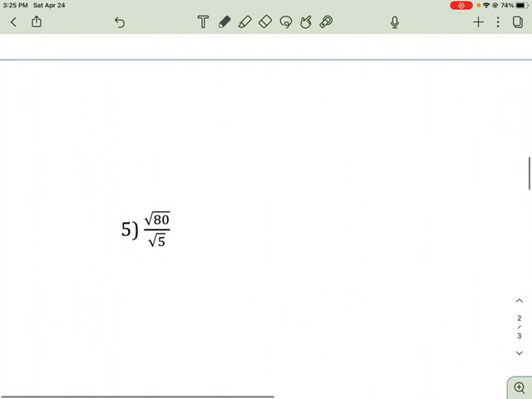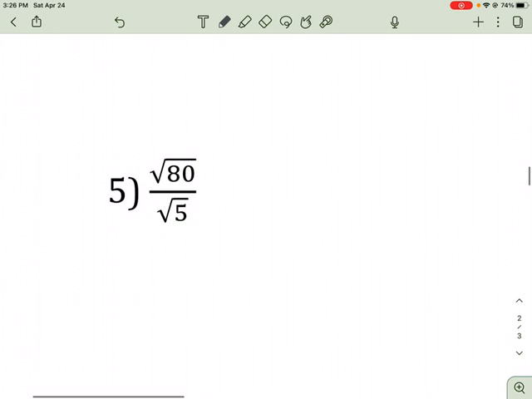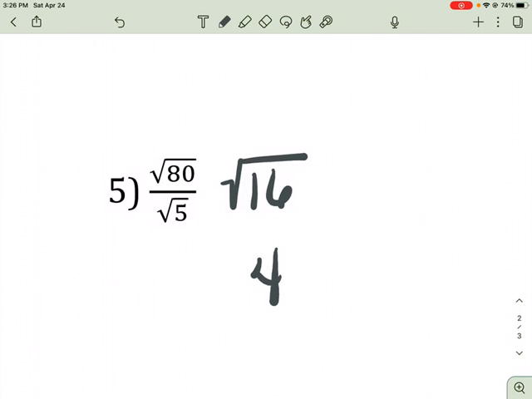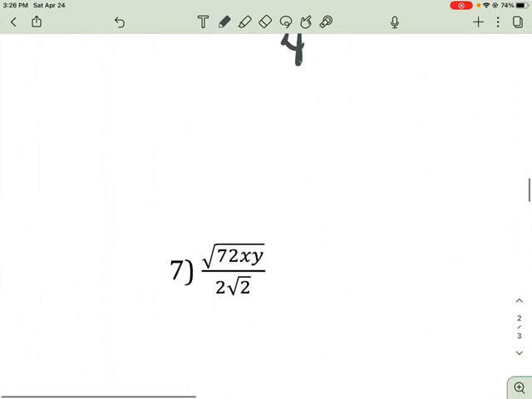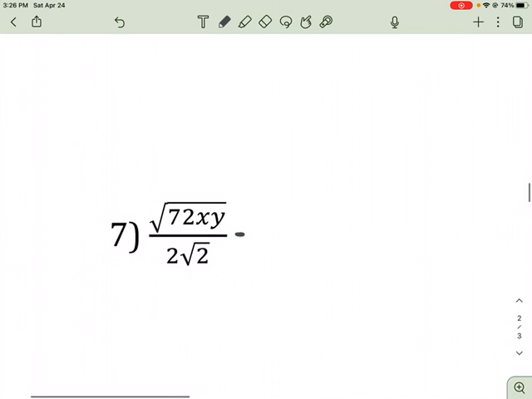All right, let's try another one. Now see here, they're both square roots. They're already separated, but I can take 80 and divide it by 5. So 80 divided by 5 is 16, the square root of 16, which is 4. That's a lot easier to deal with than separating it and dealing with the square root of 5 in the bottom. Let's try one more.